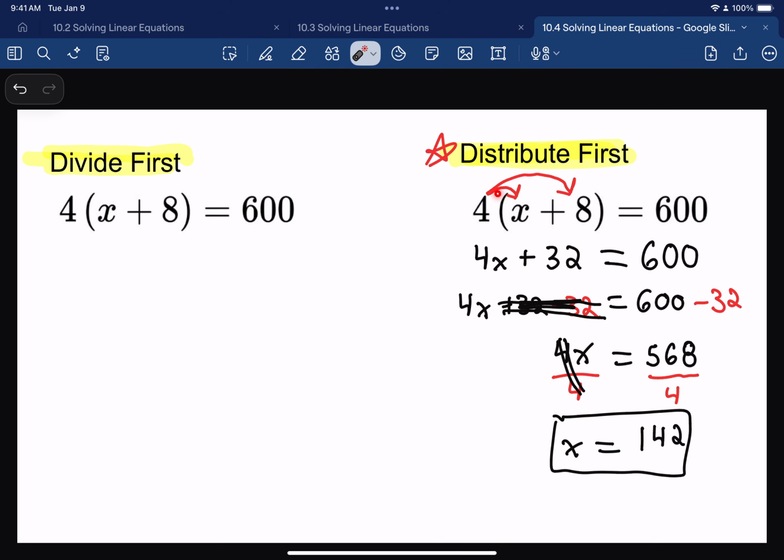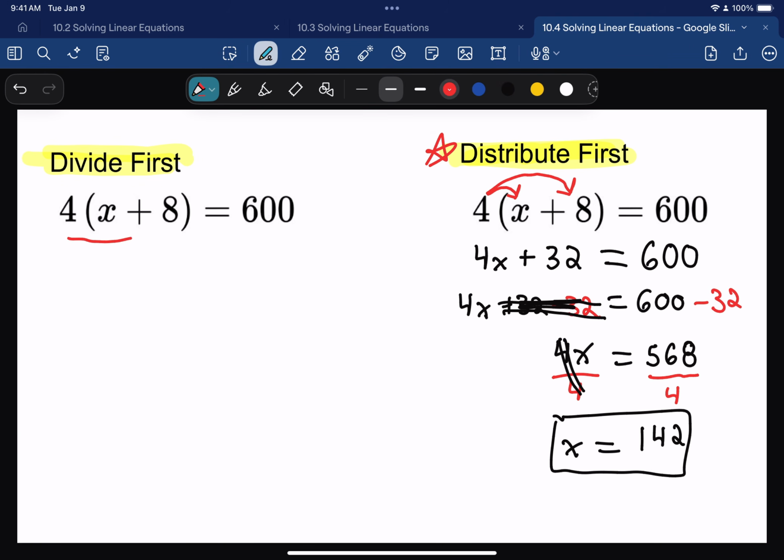Okay, so this is how we solved by distributing first. So distributing first, what we did was we moved the 4 inside the brackets like so. And then we got an equation that looked like this, and we solved with our previous math skills that we have. So let's try this divide first method. With this divide first method, we're actually not going to distribute. We look and see that the left side is being multiplied by 4. So what we could do to get rid of this 4 is do the opposite. We could divide this entire side by 4 in order to have those cancel out.